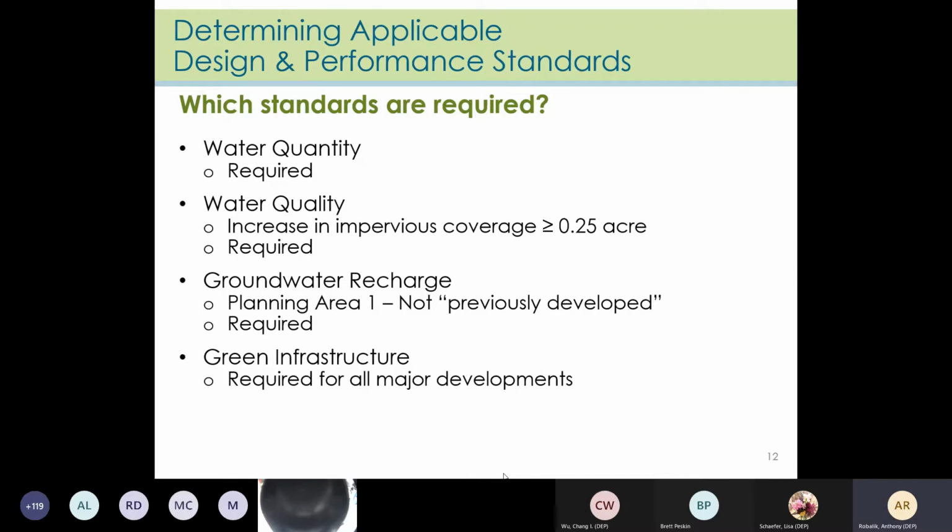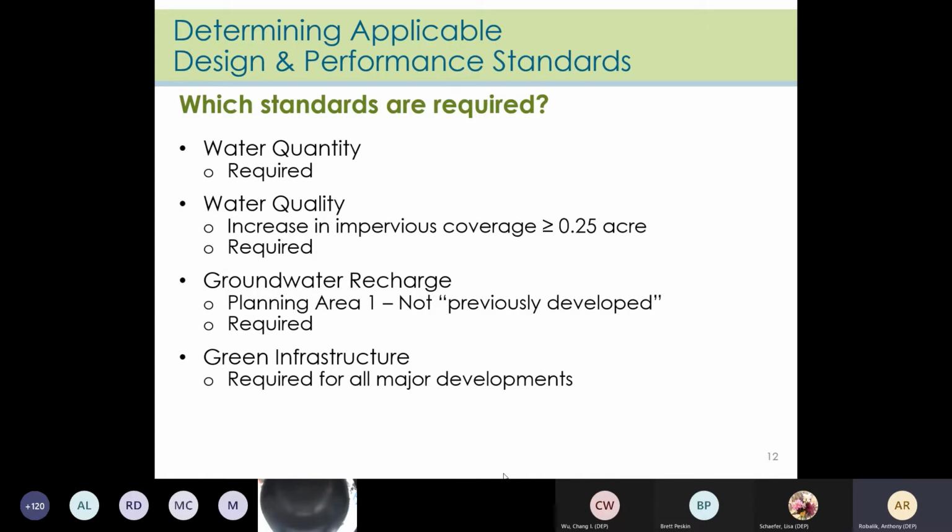Water quality, we saw there is a 5.5 acre increase in impervious surface. That's over the quarter acre, or in this case, the 10,000 square foot of impervious surface that triggers water quality. This project was reviewed under the rules effective before March 2nd of this year, so the water quality is based on that increase in impervious surface.